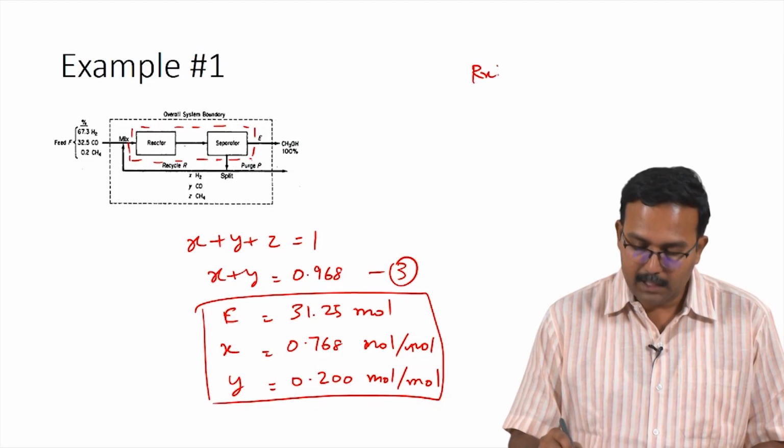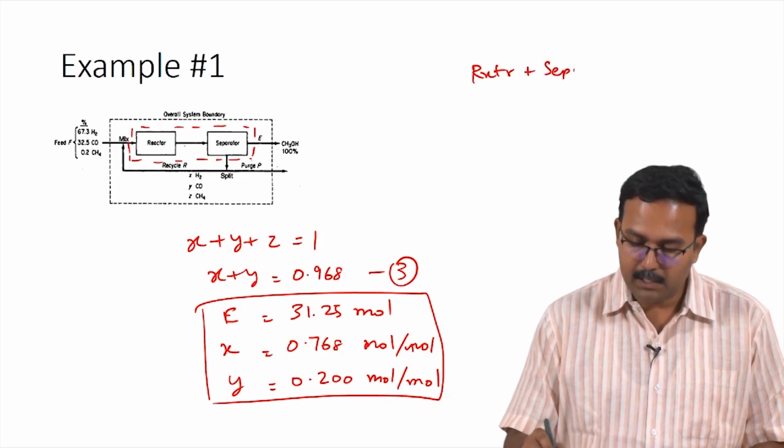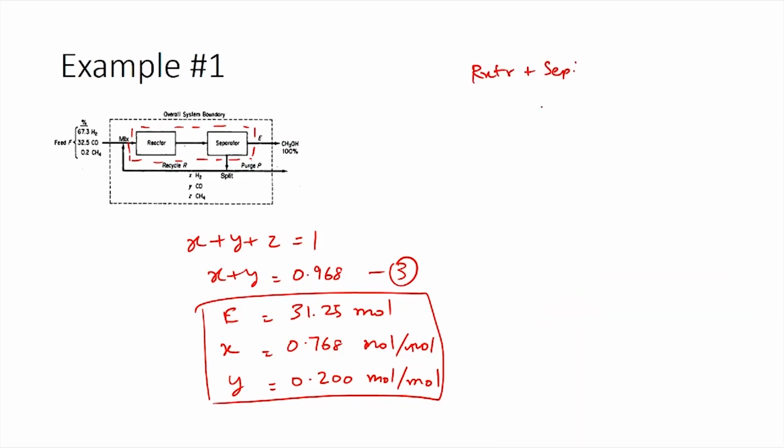Taking the reactor plus separator as the system, we can write a carbon monoxide balance. Why do we choose carbon monoxide? Because that is the component for which we have the single pass conversion. So, this equation would be input minus output plus generation minus consumption equals accumulation. At steady state you do not have an accumulation, and there is no generation because carbon monoxide is a reactant. So, you have input minus output minus consumption equals 0.